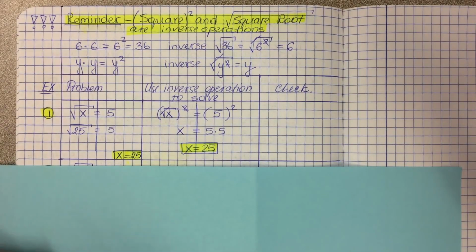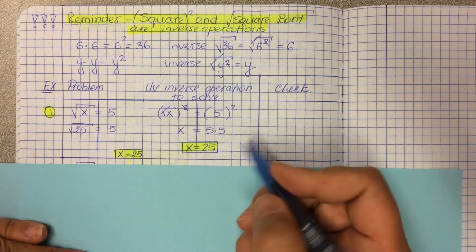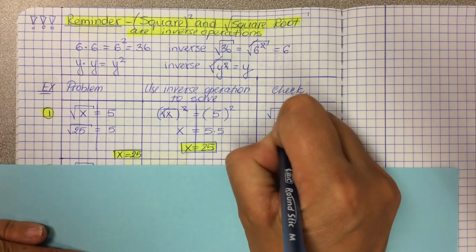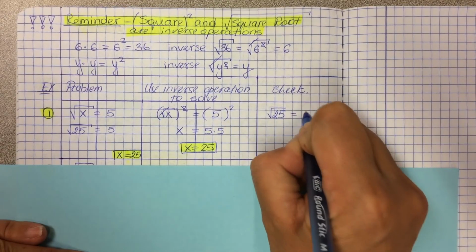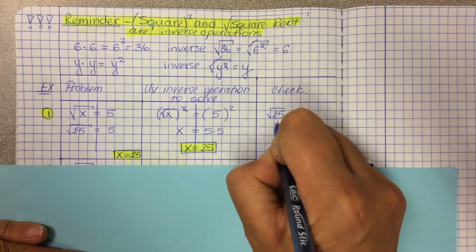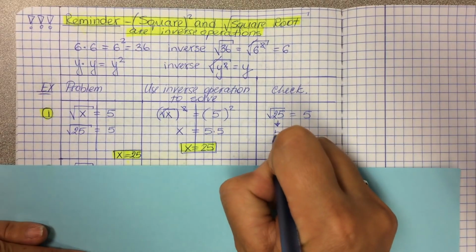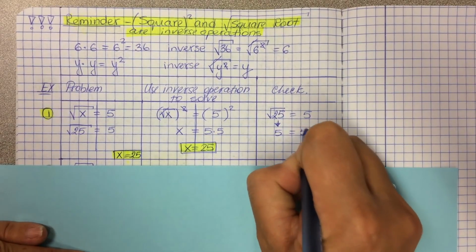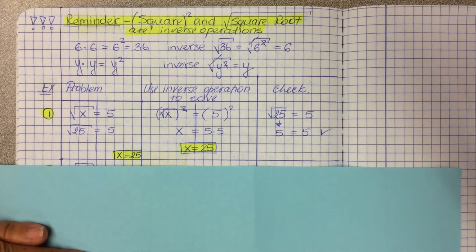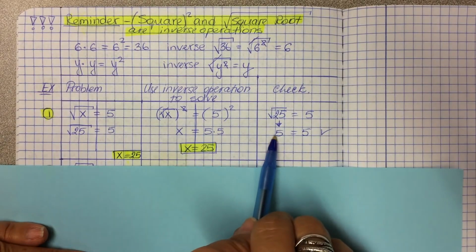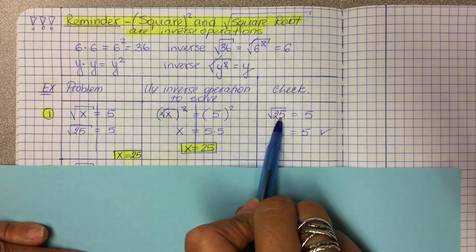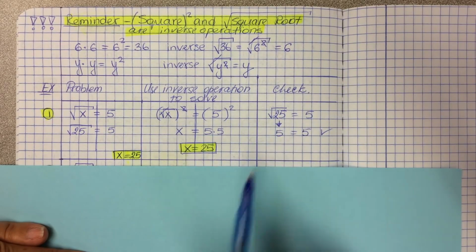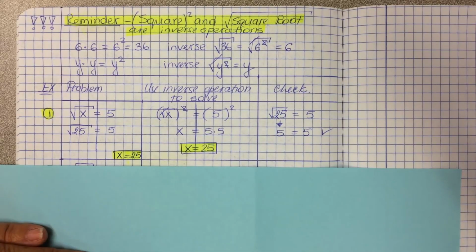Check. We substitute the x value in the original equation. Square root of, instead of x, now we can use 25. Square root of 25 is a perfect square, that's 5, which is equivalent with 5 on the right side. So the answer, x equals 25, makes a true statement by being replaced in the original equation.